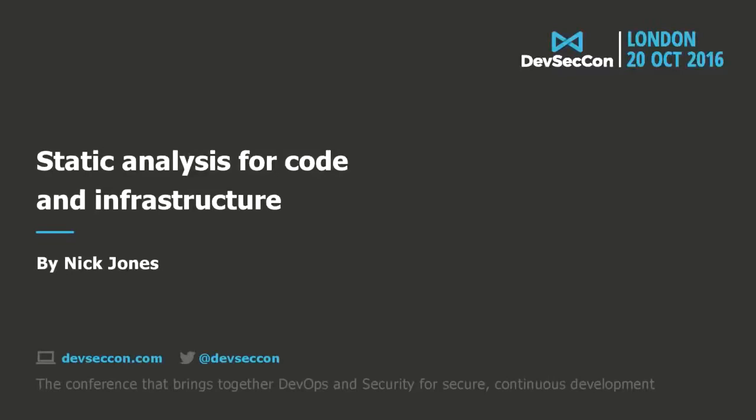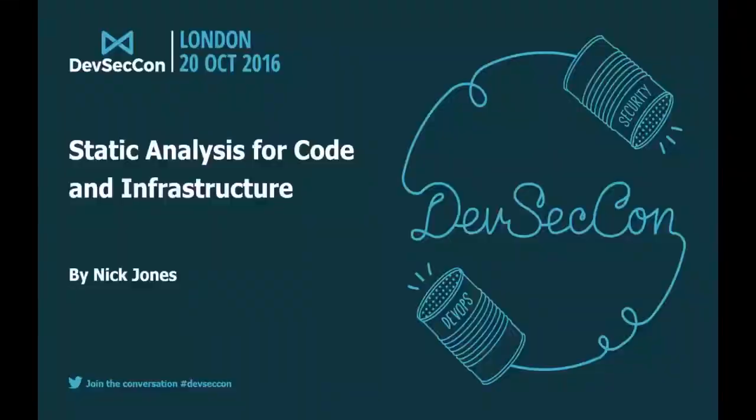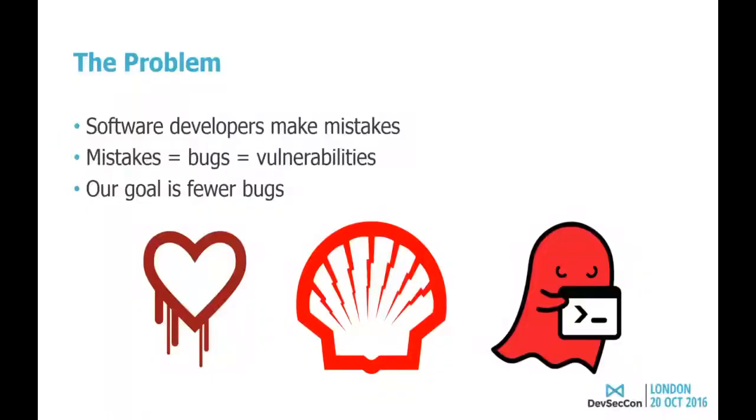Fantastic. Okay, so I'm going to be talking about static analysis, both for code and for infrastructure, which is somewhere you don't often see it. To give a bit of background to this talk, the aim here is software developers make mistakes. We all make them. Mistakes means bugs. Bugs means security vulnerabilities. The overall goal is fewer bugs.